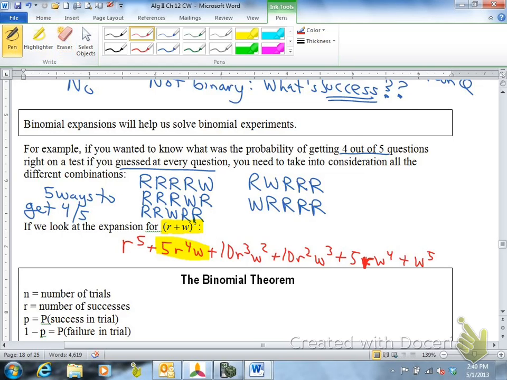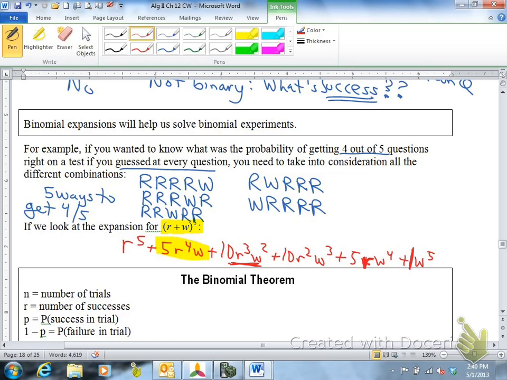So if the question was, how many ways can you get 3 right and 2 wrong? 3 right and 2 wrong would be this one. There are 10 ways that you can get 3 right and 2 wrong. And we could list them all out, but there's going to be 10 of them. How many ways can you get them all wrong? Well, there's one way to get them all wrong. You get them all wrong.